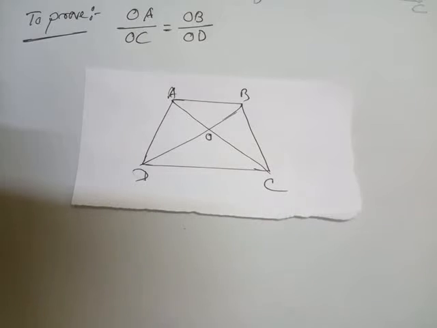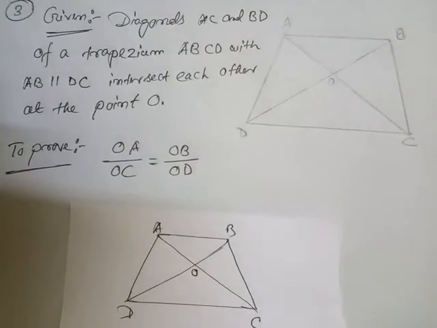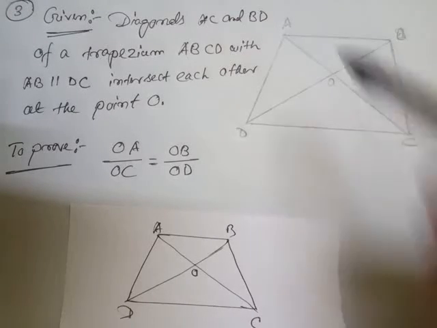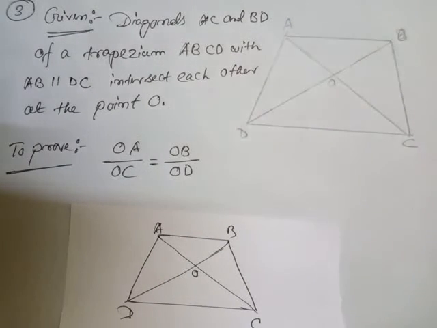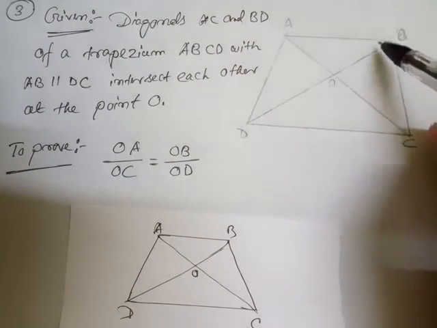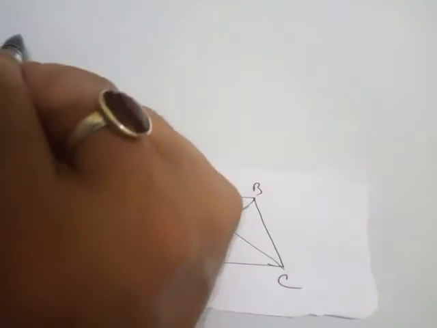Now why am I saying this? These two pairs of angles are alternate interior angles because, look, in the given part it is already mentioned that AB is parallel to CD, and if AB and CD are parallel to each other and AC and BD are the transversals, then obviously these are alternate interior angles. Now look how to solve this portion. We'll write here: proof.